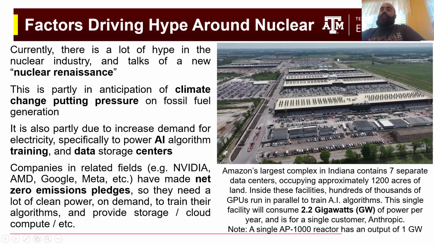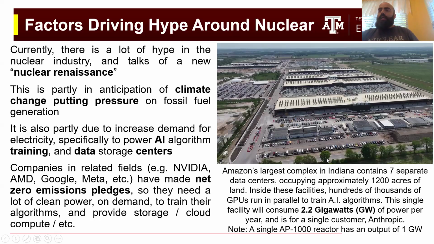So this is a picture of Amazon's largest data center complex in Indiana. Each of these big buildings is a data center, and this facility is going to end up having 7 different data centers. It's going to be about 1,200 acres of land. In each of these data centers, you have lots and lots of computers being run to do things like train AI algorithms. Amazon also offers services where you can rent their computers from them, called cloud computing, where you pay them to use their computers.